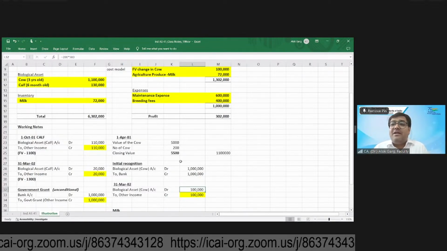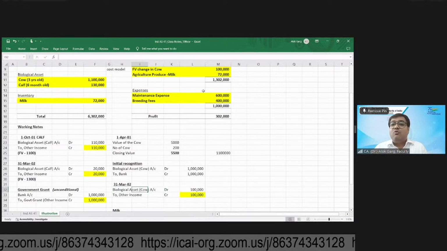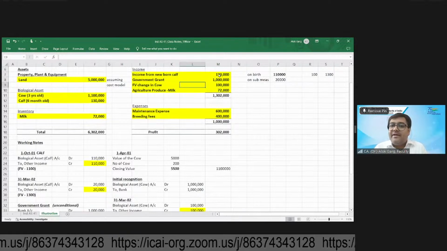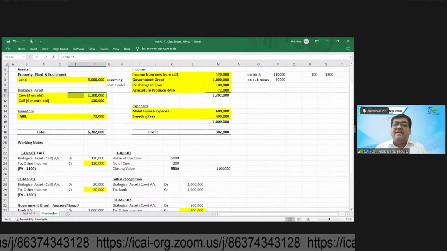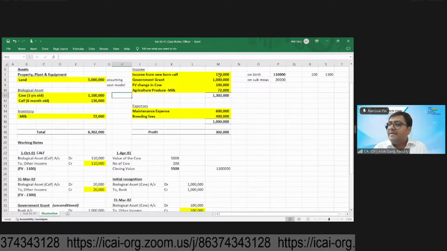So 500 multiplied by 200. Biological asset cow account debit to other income 1 lakh. 1 lakh will go to fair value changes in cow in the P&L. Correct. And the cow will go to the balance sheet, 10 lakh plus 1 lakh, 11 lakh. Cow 3 years old. Correct.